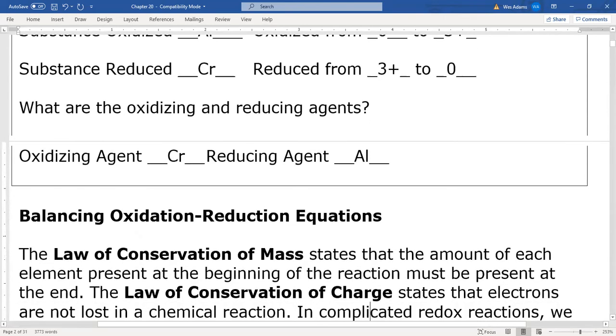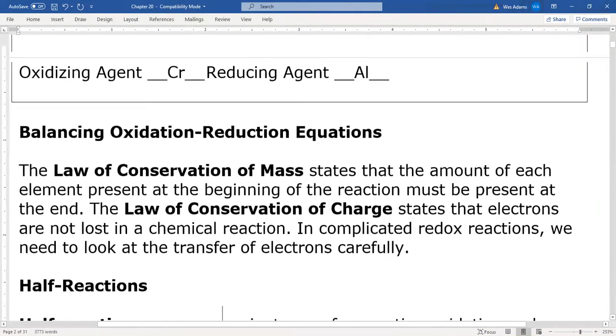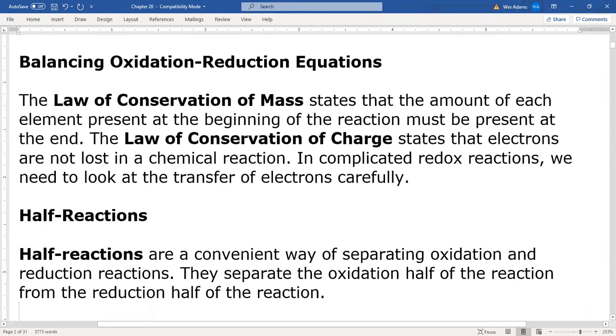Now let's get to the balancing of the redox reactions. Remember, we've got the law of conservation of mass. That means we have to have the same amount of each element on both sides of the reaction. That's how we've balanced reactions up until this point. But the law of conservation of charge says that electrons are not lost or gained either. We have to account for where they go.